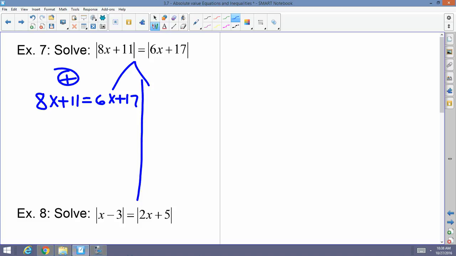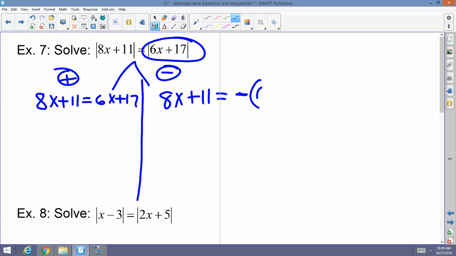For my negative side, guys, choose which one you want to multiply by a negative. It really doesn't matter. Me, I stay consistent. My brain, I have to follow rules. In my brain, I stay consistent. So I always multiply it to the right side. So I'm going to go 8x plus 11 equals negative times 6x plus 17.